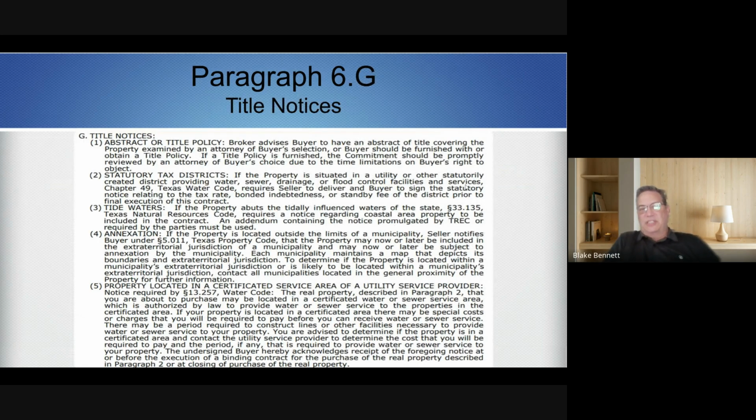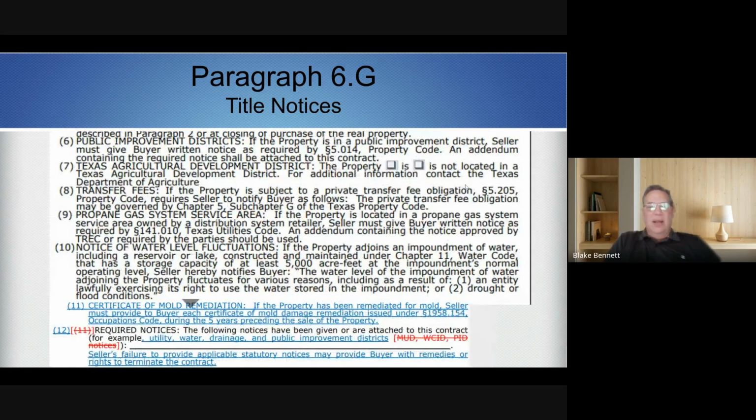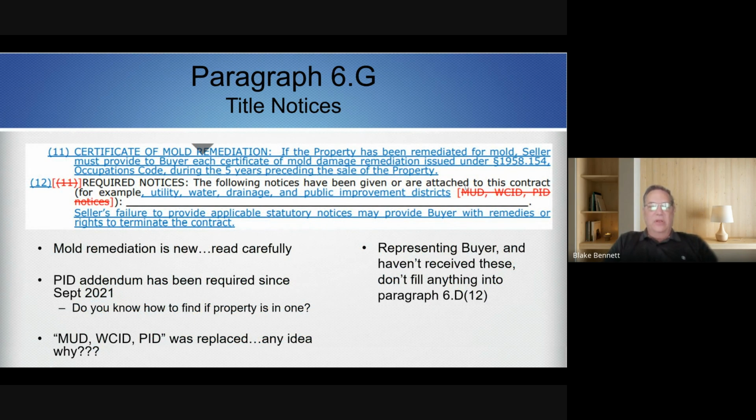Title notices with 6G. Down here at the bottom, number 11 and 12 are where you see additions. These are brand new to your contract. Notice the changes here. Notice what we've got different here. Mold remediation's new. Be careful whenever you got the certificate of mold remediation for 11. The PID addendum, we've got down here with 12 required notices for water, utility, drainage, public improvement districts.